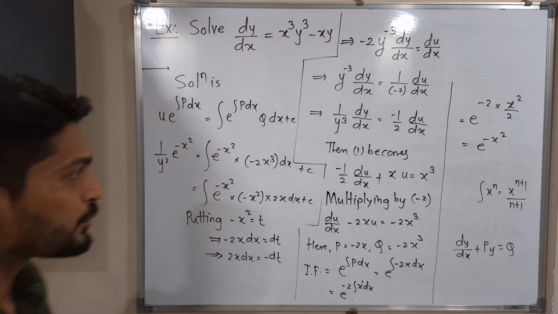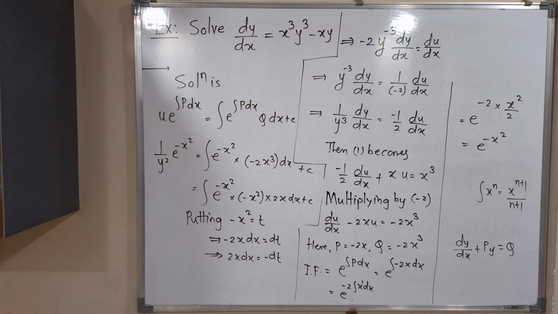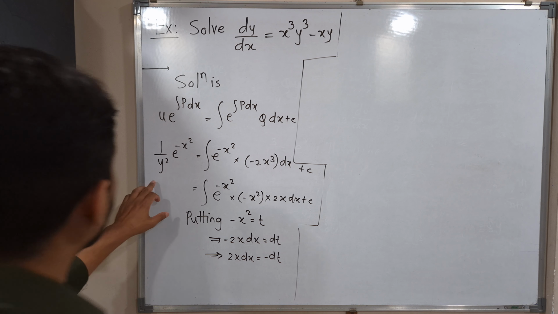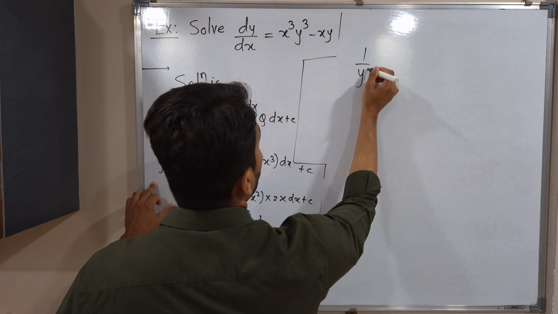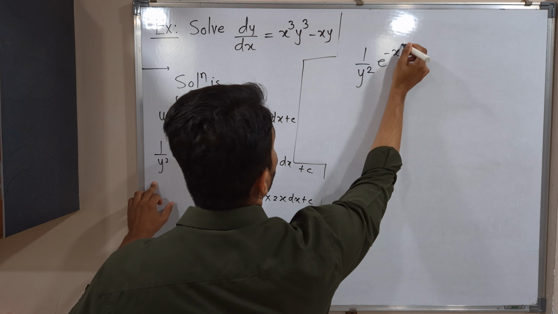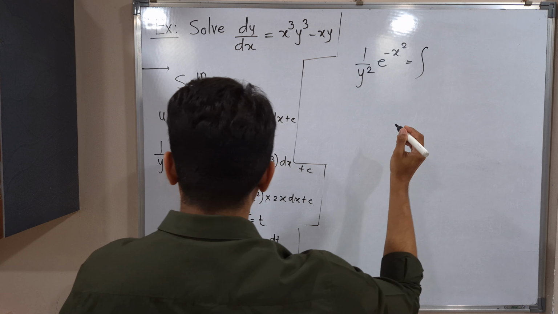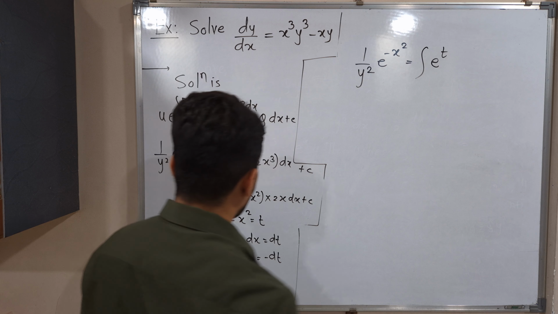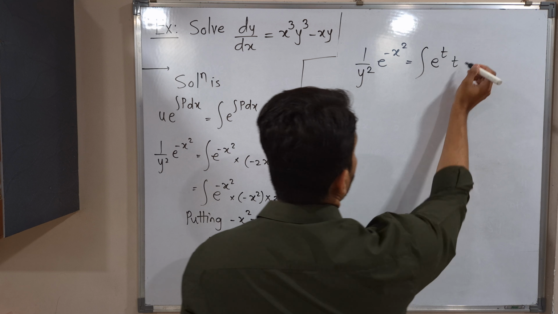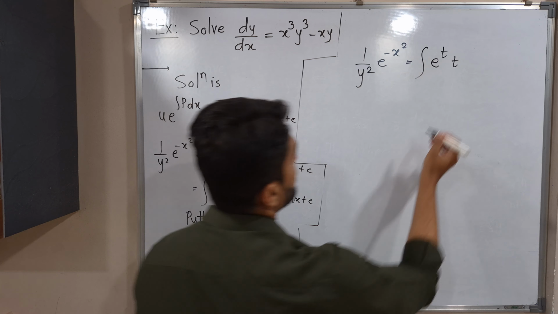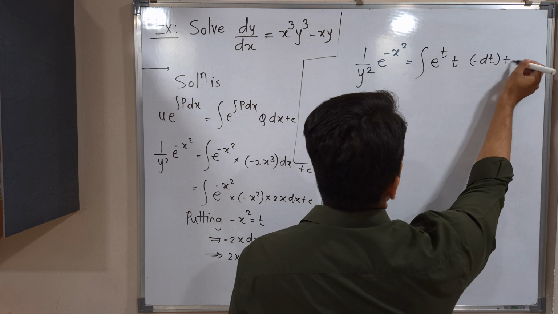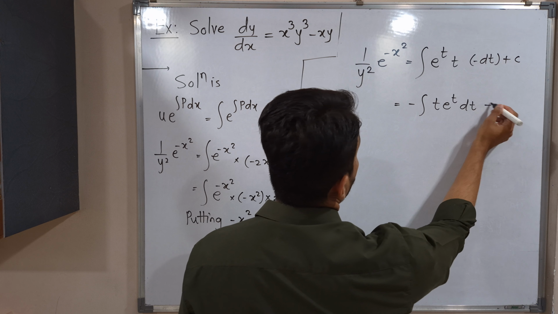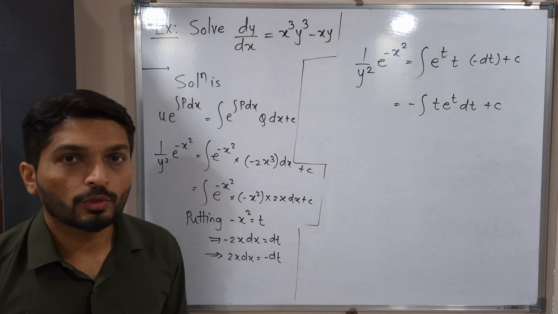Okay, so I want some more space to write. Just make a screenshot of it. Then we will move further. So let us continue the solution. I will copy the left hand side: 1 upon y square e raised to minus x square. Integration e raised to minus x square means t, and 2x dx will be replaced by minus dt, plus c. That minus sign we can take outside, and we have t e raised to t dt. So now there is a product again. Now the question is how to solve.